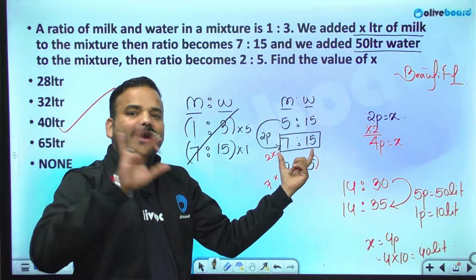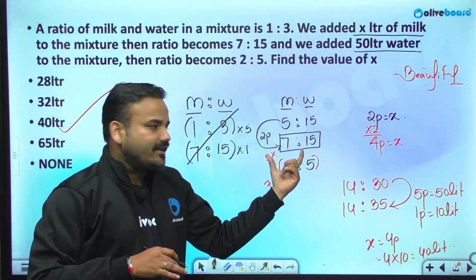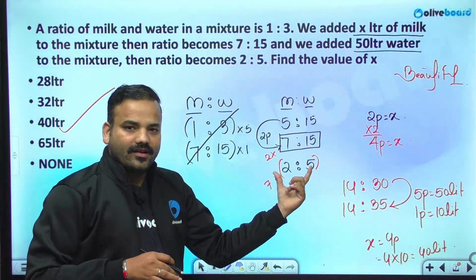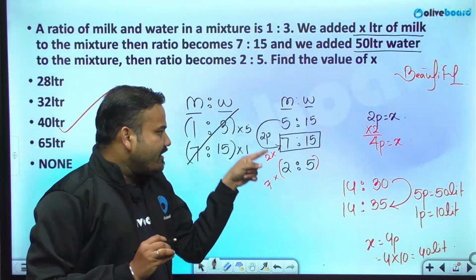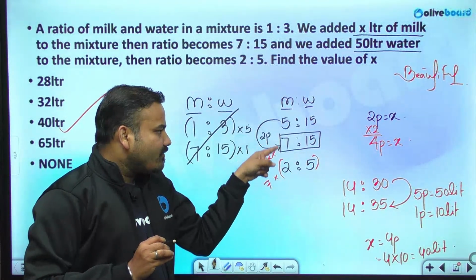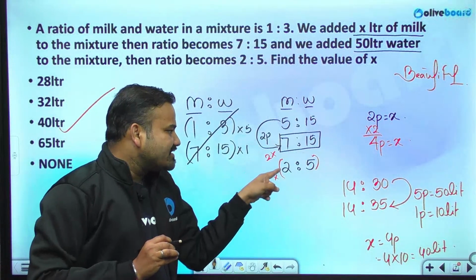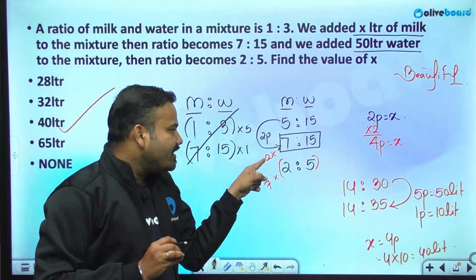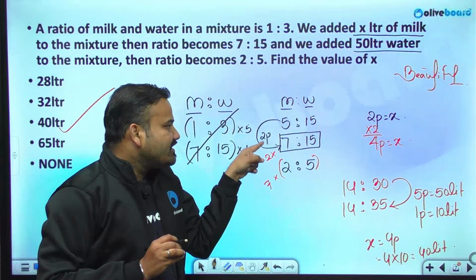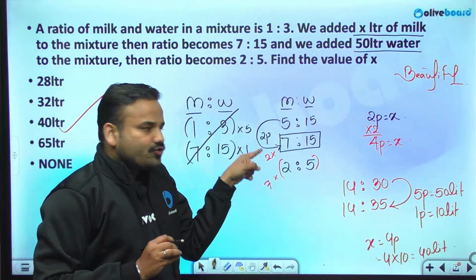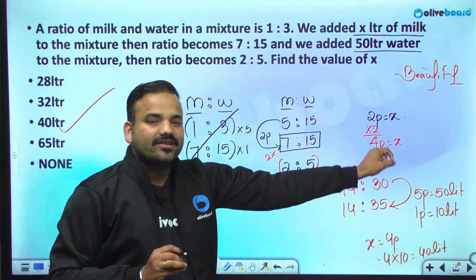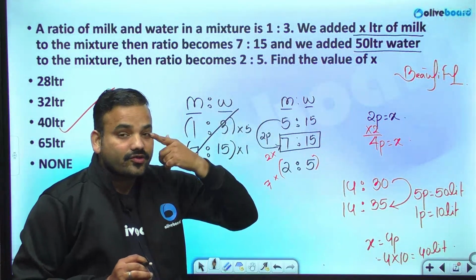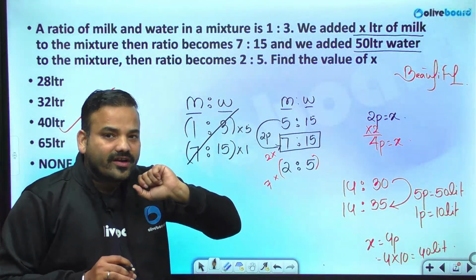Now again I am adding water. The ratio will again change. The ratio changes to 2 and 5. Though I have added water, now the milk wala part will be constant. I'm multiplying this by 2 and this by 7 to make it equal. The moment I am multiplying this by 2, even this will become 2 times also. So the x will become 2 into 2, that is 4 units. We are here to calculate the value of x, that is 4 unit. So we are basically dependent on 1 unit now.